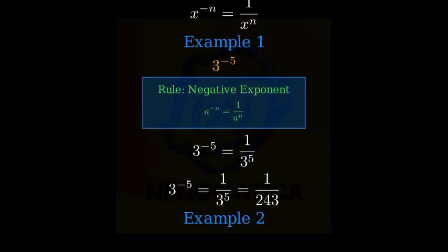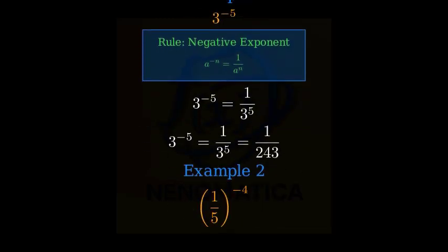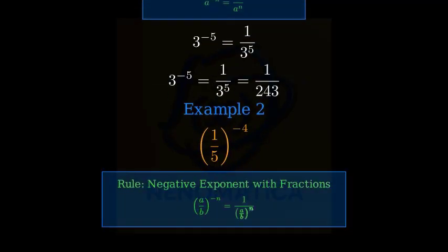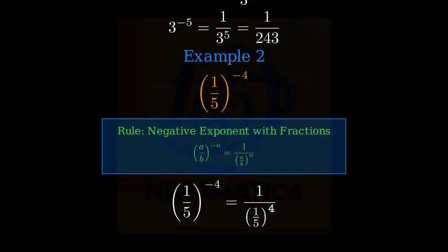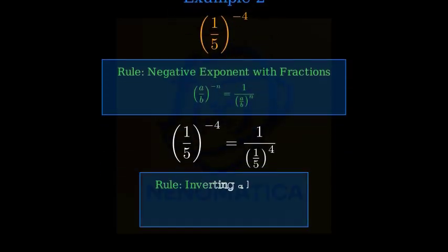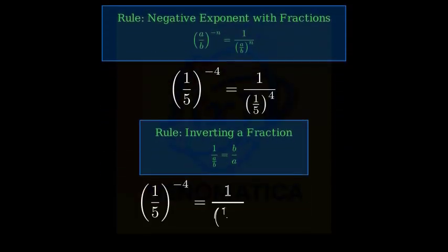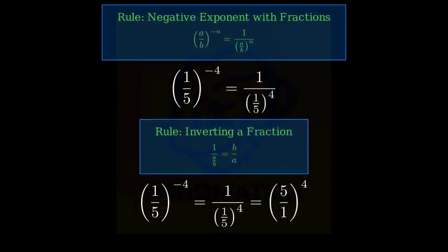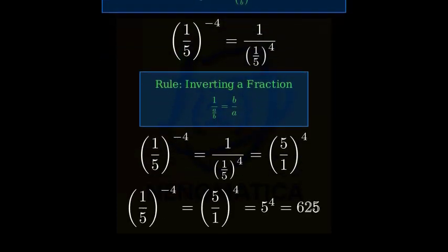Let's move to our second example. We have 1/5 raised to the power of negative 4. When we have a fraction raised to a negative power, we can first apply the negative exponent rule. This gives us 1 over 1/5 to the power of 4. Then we can simplify further using another rule. When a fraction is inverted, the numerator and denominator switch places. So 1 over 1/5 equals 5 over 1, which is just 5. So we have 5 to the power of 4, which equals 625.